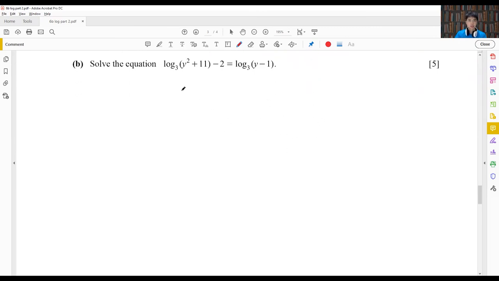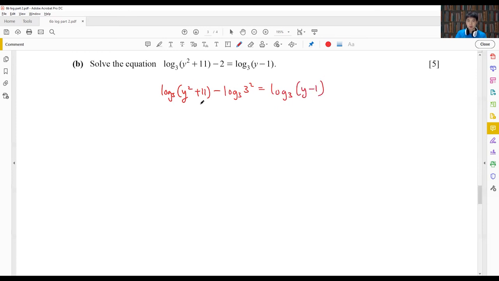Next part here, solve this. Minus 2. Okay, so since both of them are in log base 3, we just have to change this value of minus 2 into log base 3 as well. Log base 3 of y squared plus 11 minus log base 3 of 3 squared like this, right? Okay, equals to log base 3 of y minus 1.